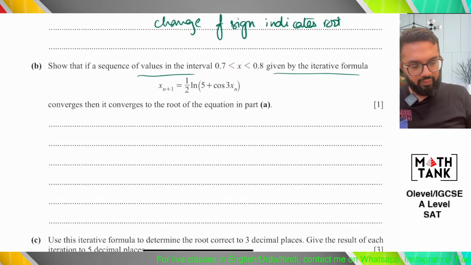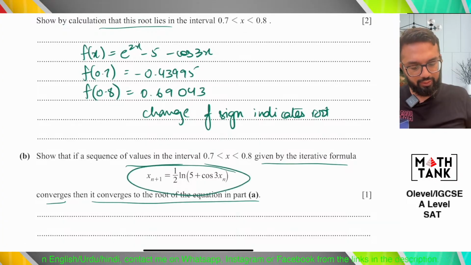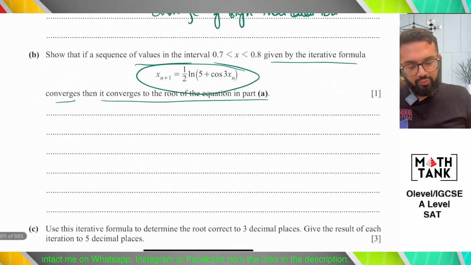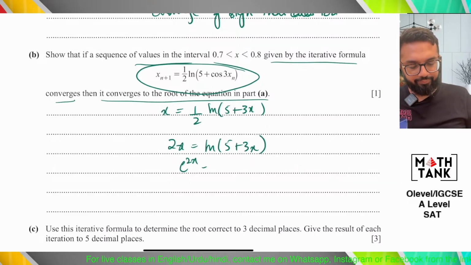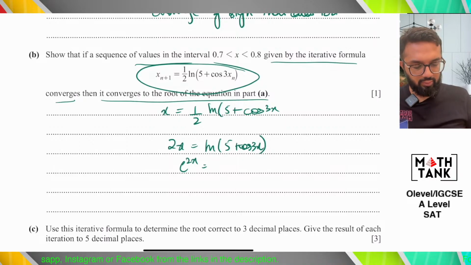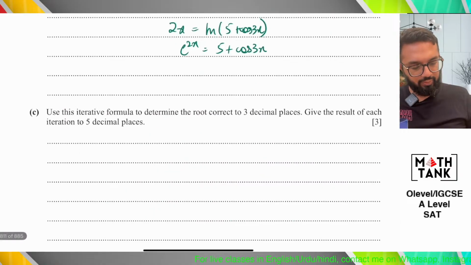Okay, show that if a sequence of values given by the iterative formula converges, then it converges to the root of the equation. So what I want to show you is that this equation is the same as the other equation. So I'm going to first remove the subscripts. So x equals ln 5 plus cos 3x, sorry. Five plus cos 3x. And I think I have the equation. Yeah, proved. I use this iterative formula to give the result of each iteration.